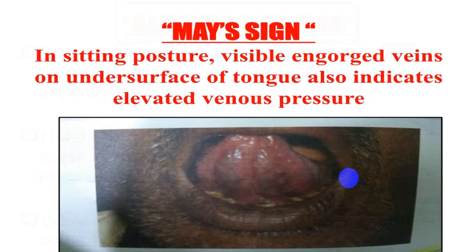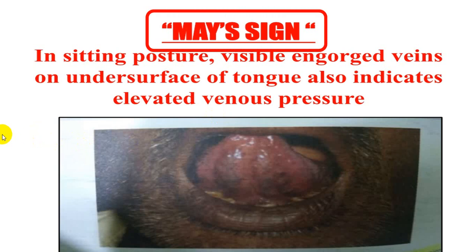There is another technique called Mace sign, M-A-Y. In a sitting posture, look for a visible engorged vein under the surface of the tongue. If you elevate the tongue and find a dilated, engorged vein, it indicates elevated venous pressure. This is again an indirect sign suggesting elevated venous pressure, meaning elevated jugular venous pressure.